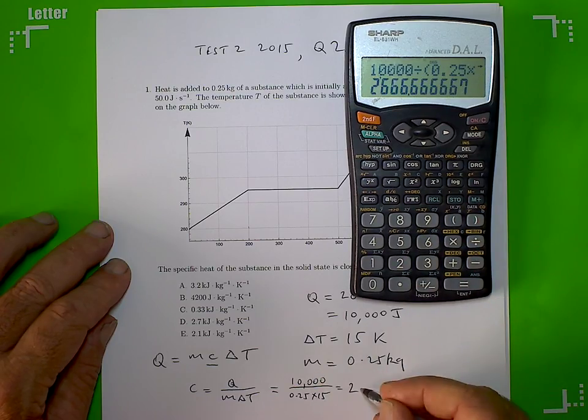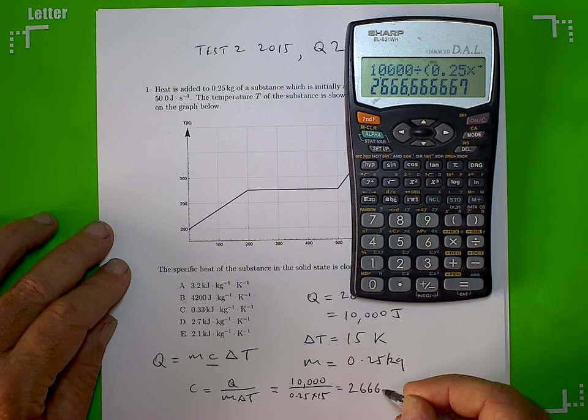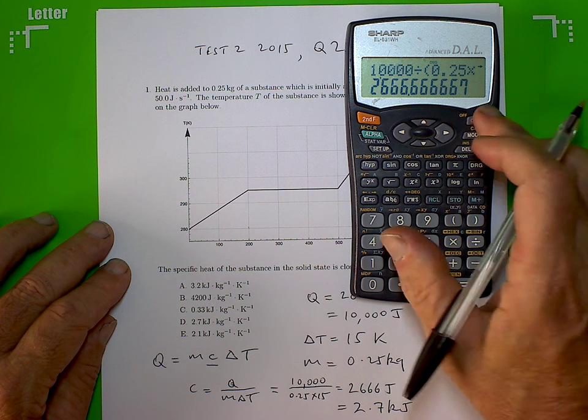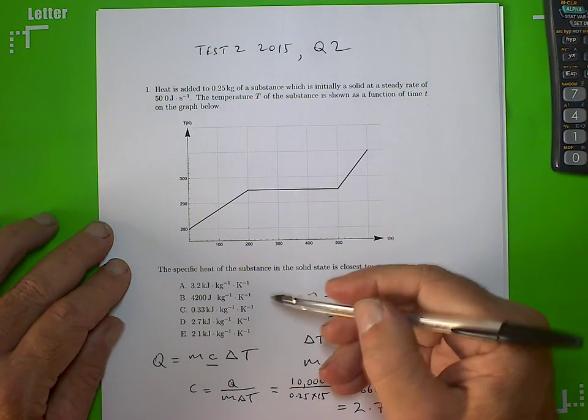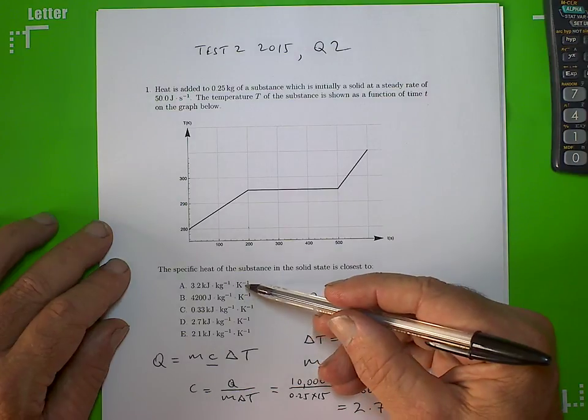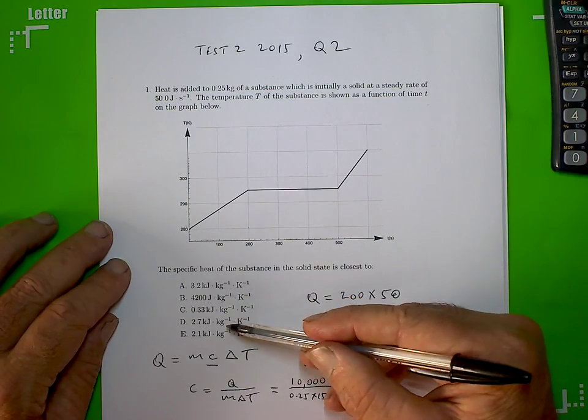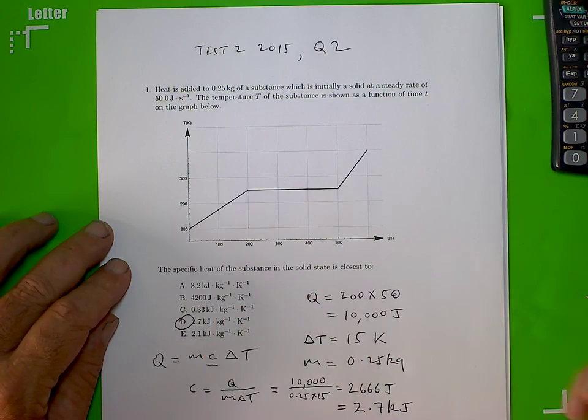And we get 2666 joules per kilogram Kelvin, which is about 2.7 kilojoules. Okay, and we look at the answers and we can see only one that is even close to that, D. So D must be the answer, and D is indeed the answer.